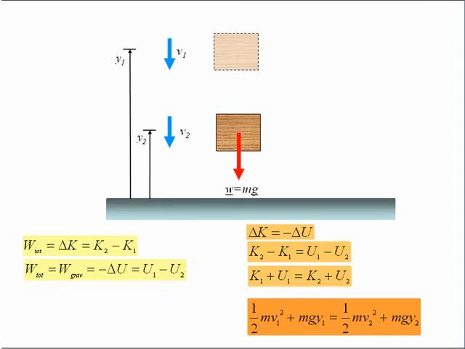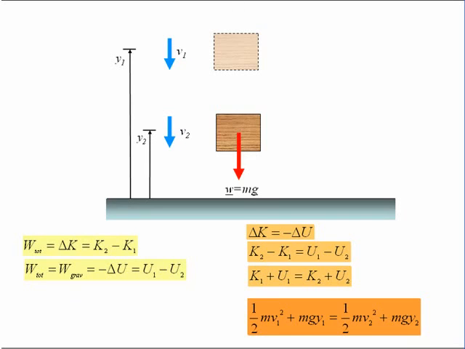Or in other words, a half mv1 squared plus mgy1 is equal to a half mv2 squared plus mgy2. We now define the sum of the kinetic energy plus the potential energy, K plus U, to be the total mechanical energy of the system. And by system here, we mean the body and the Earth, because as I mentioned at the beginning of this section, gravitational potential energy is a shared property of both bodies.